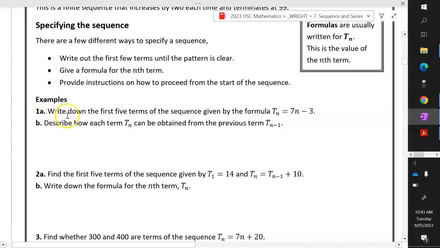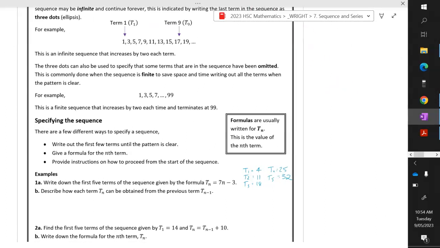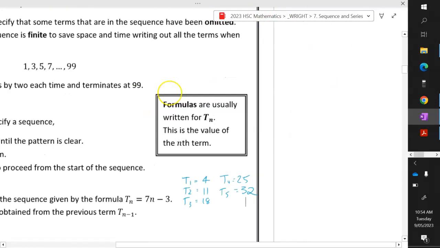So example 1 says to write down the first 5 terms of the sequence given by the formula Tn is 7n minus 3. So to work out each of those 5 terms in that sequence, all you're doing is popping in for the letter n, 1 and then 2 and then 3 and then 4 and then 5. So what you'll end up with is, okay, these terms here, term 1 to term 5, and if you were to write them like we wrote up above with commas between them, like over here, I could write that.